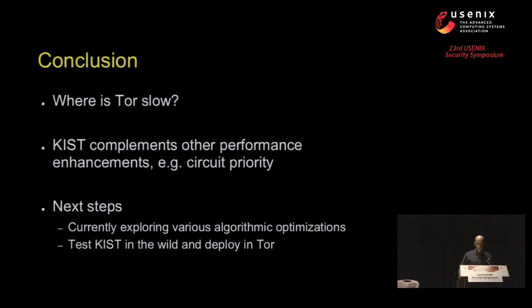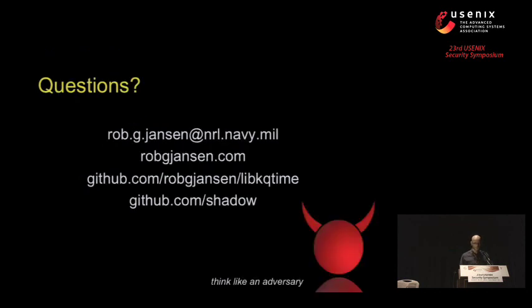So to conclude, we took a rigorous analysis to answer the question, where is Tor slow? I do want to note that KIST complements other performance-enhancing algorithms, particularly circuit priority scheduling mechanisms, because it operates at a different layer than most existing proposals for performance improvements. Our next steps, we're currently exploring algorithmic optimizations in collecting the information that we need from the kernel to make this work. And we're testing KIST in the wild and hoping to deploy this in Tor soon. And with that, I will take questions.